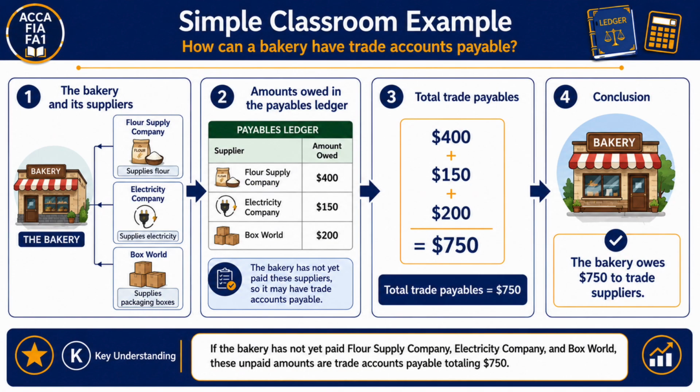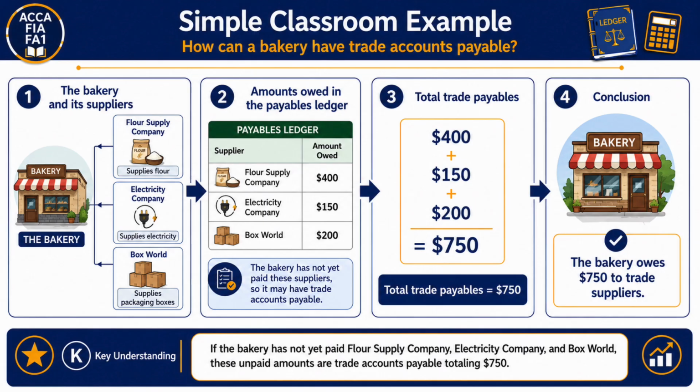Simple classroom example. Let us imagine a small bakery. The bakery buys flour from Flour Supply Company. The bakery also receives electricity from the electricity company. The bakery buys packaging boxes from Box World. If the bakery has not yet paid these suppliers, the bakery may have trade accounts payable. So, the bakery's payables ledger may show Flour Supply Company equals $400 owed. Electricity Company equals $150 owed. Box World equals $200 owed.